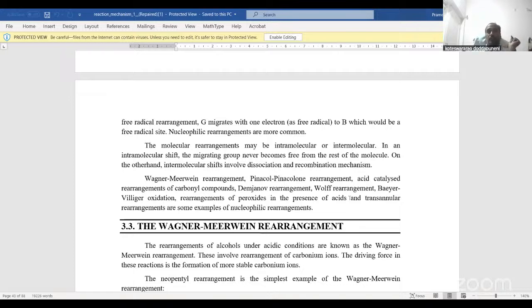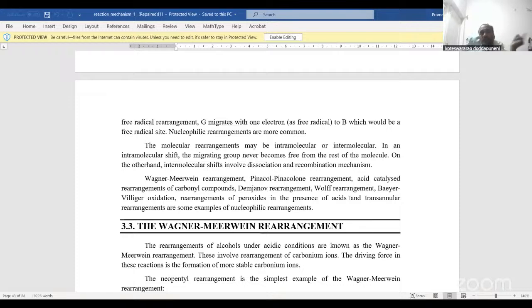In intramolecular rearrangement, the migrating group never becomes free from the rest of the molecule. That means the group is not completely detached from its origin. At the same time, it establishes partial interactions with the migration terminus. Such migration is known as intramolecular rearrangement. It is not completely detached from the molecule during the migration.